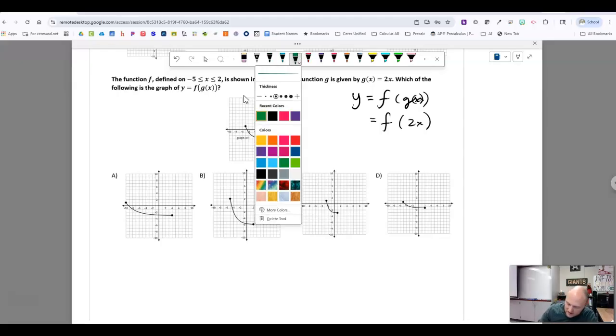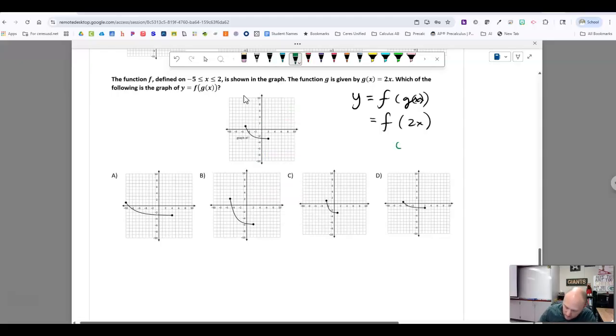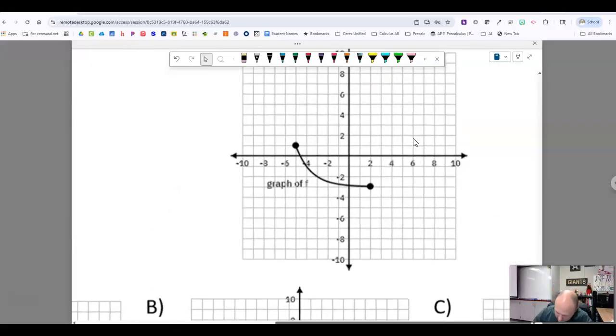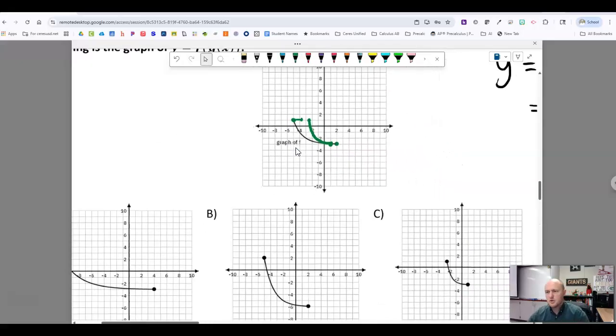So what does this do to my graph? Well, this is a c value that's 1/2. That's going to be a horizontal compression by a factor of 1/2. So you can look at this graph here. I'm at 2, and if I take 1/2 of those values, I'm going to be at 1. And then again here, I can take this value at -5 and go to -2.5 right here. Okay, and so our graph would look something like this. You get a horizontal compression.